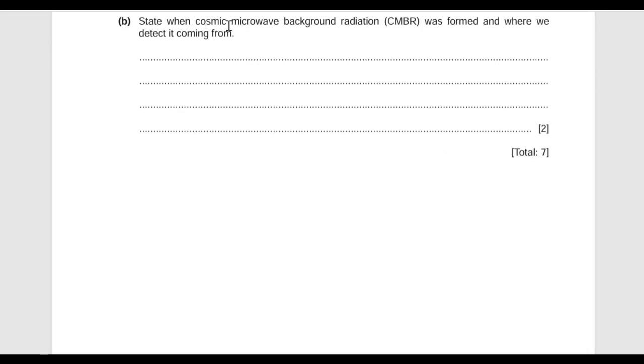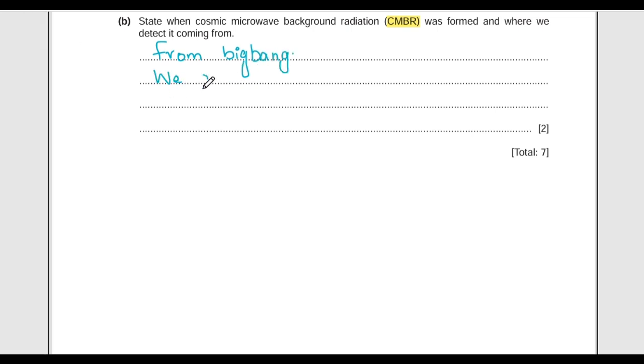State when cosmic microwave background radiation was formed and where we detected it. They were formed from the beginning of the universe, from the Big Bang, and we can detect it from any point in the universe. They exist everywhere, so it comes from every point in the universe.